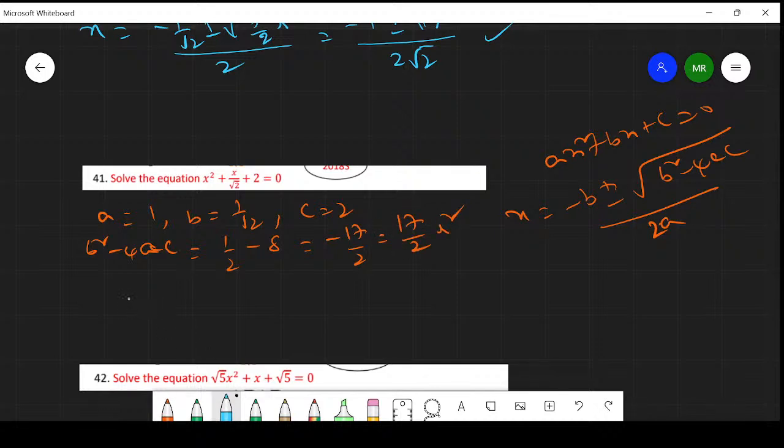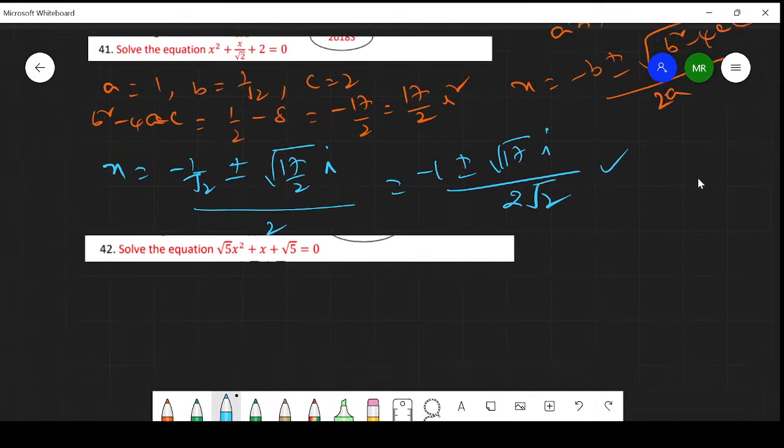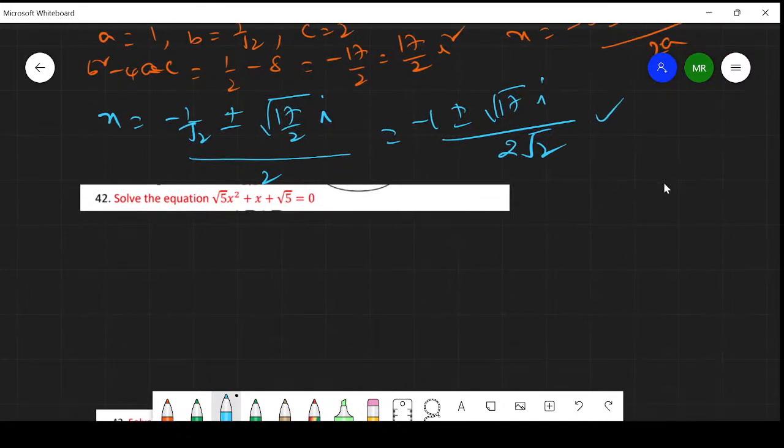Then you write the x value now. x is equal to minus b, minus 1 by root 2, plus or minus root of 17 by 2 i square. I directly write 17 by 2 into i, plus or minus root 17 by 2. So it will come minus 1 plus or minus root 17i by 2 root 2. So definitely they may ask one question for 3 marks, no doubt in that. Just practice this, and definitely you will be able to answer one question.